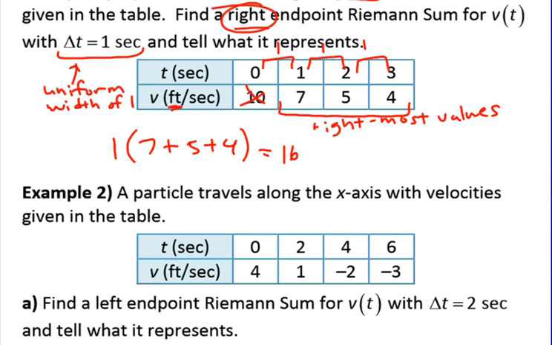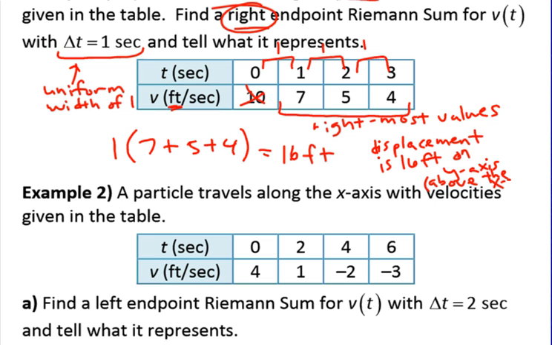So if we multiply feet per second times seconds, then we get feet. So what that means is the particle travels, or it has a displacement of 16 feet on the y-axis. So that means its displacement is 16 feet on the y-axis. Or we could even say, just to say where, above the x-axis, if we want to be very specific.